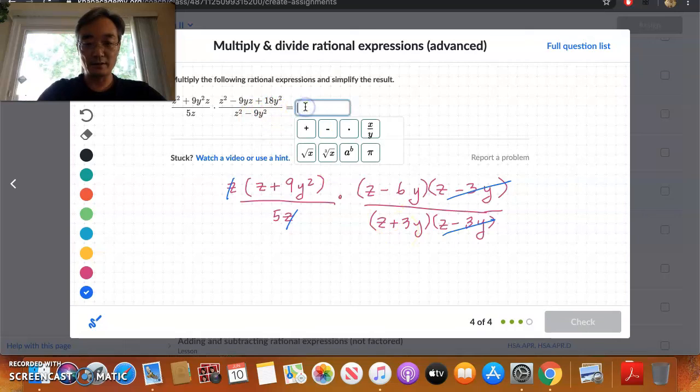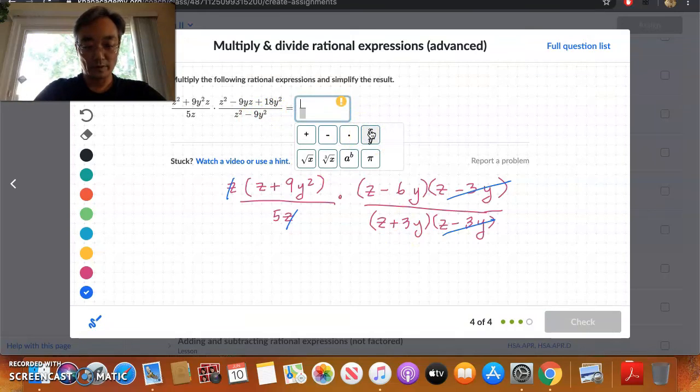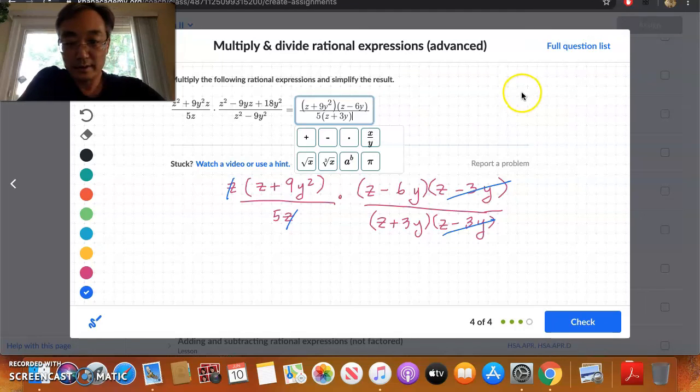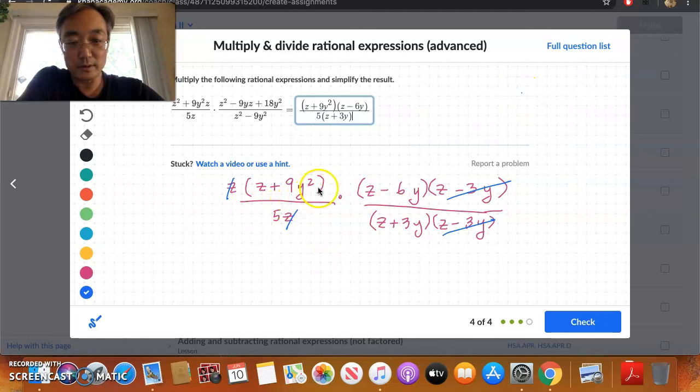So let's put our final answer in. We have z plus, where's my parentheses? Z plus 9y squared times z minus 6y all over 5 times z plus 3y. I think we got everything right. Z plus 9y squared times z minus 6y over 5 times z plus 3y.